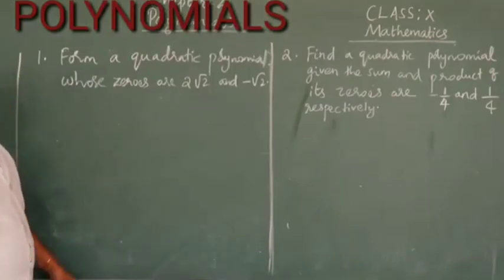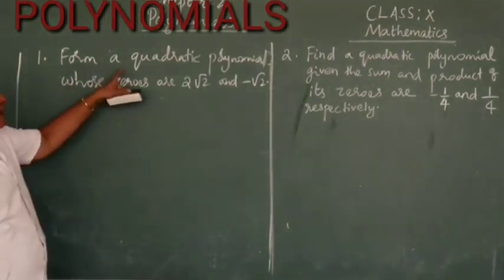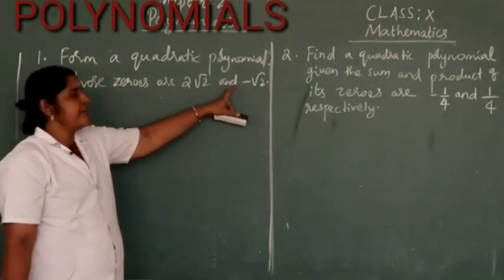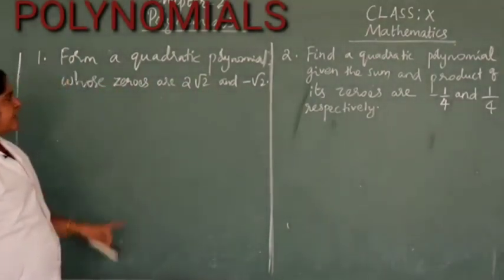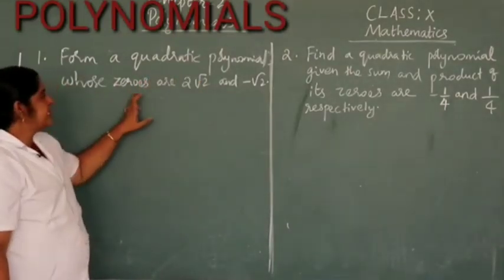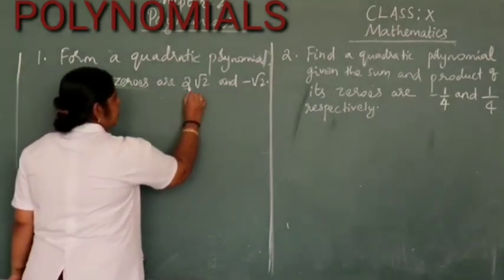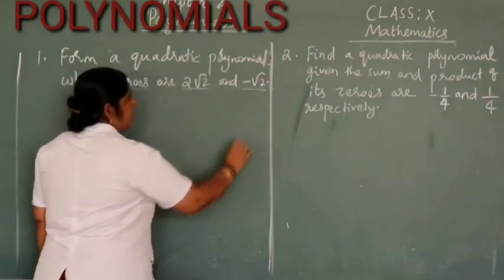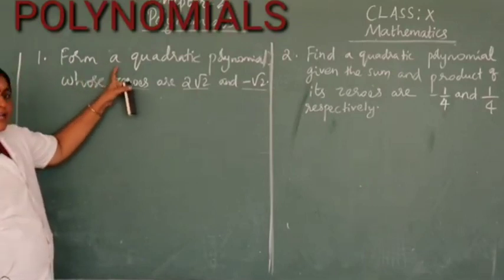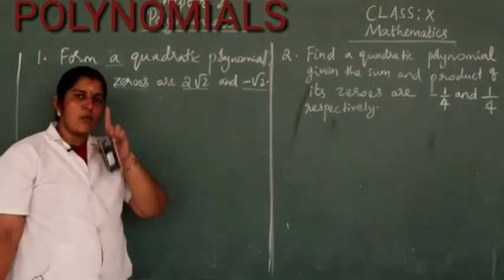Yes, now we can see the first example, how to form a quadratic polynomial. The question is, form a quadratic polynomial whose zeros are 2 root 2 and minus root 2. So what is the meaning of this question? We are given a quadratic polynomial whose zeros, there are two zeros here. One zero is 2 root 2 and the other zero is minus root 2. Read the question carefully: form a quadratic polynomial. A quadratic polynomial means you want to form only one polynomial.